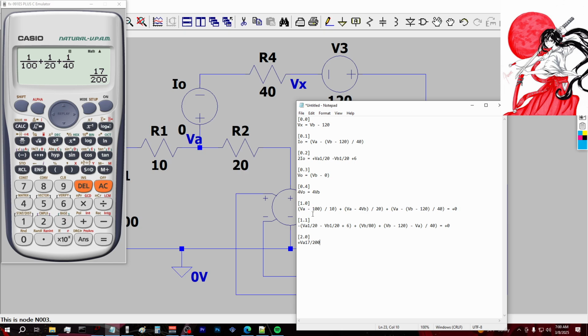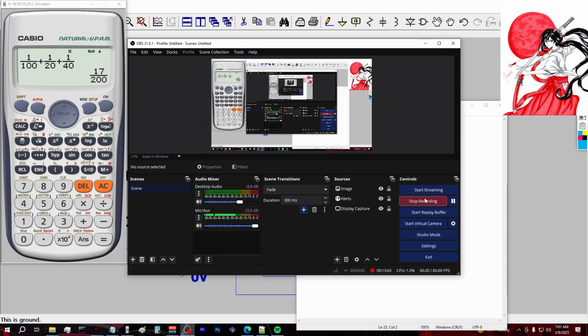Let me just make sure this is correct. Oh, nope, that's not correct because that is a 10, not a 100. Well, okay. Let me see. What are we doing on recording? Yeah, I might as well go ahead and end it.